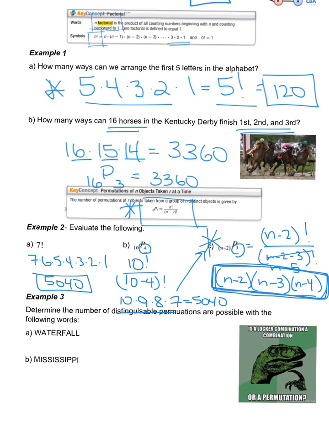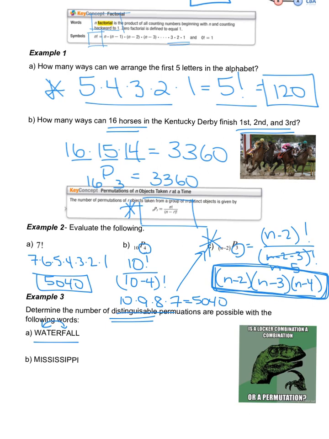The last permutation topic we're going to look at is repeated values. When I spell waterfall, if I told you to close your eyes and I said I switched the A's around, would the word be different? The answer is no. So we're going to use distinguishable permutations when we have repeated instances.